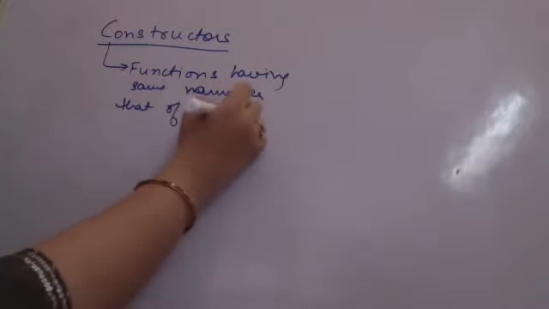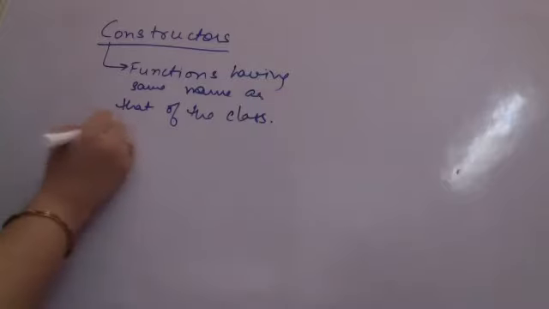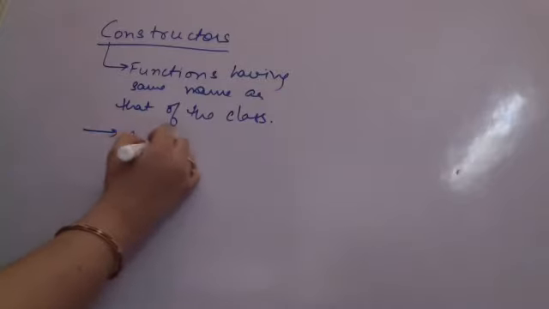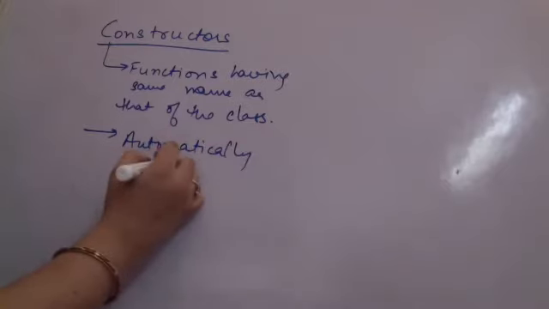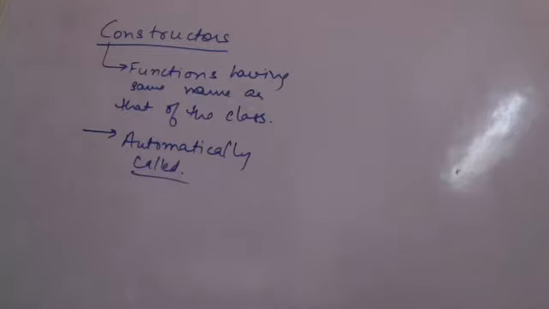Now, why do we need these functions and what happens? They are automatically called whenever any object is created of the class. You don't specifically need to call them. They are called automatically whenever an object of the class is created. These are called constructors in the class, and we will be using them for initialization purposes. So whenever an object associated with the class is created, the constructor would be called automatically.